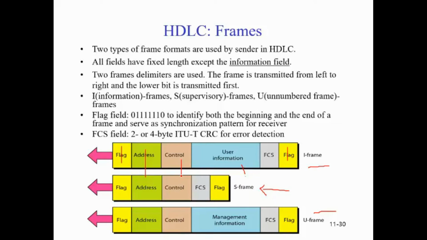Next is the information field. The information field contains the user data from the network layer or management information. Its length can vary from one network to another. The frame check sequence field, FCS, is the HDLC error detection field. It can contain either a 2 or 4 byte CRC. The control field determines the type of frame and defines its functionality.